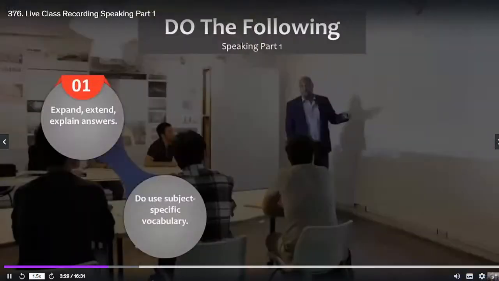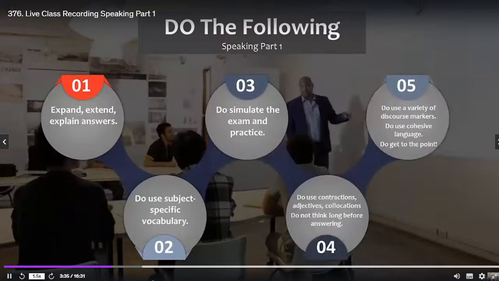In terms of some do's and don'ts, you do want to make sure that you expand, extend, explain your answers. That's one of the best ways to do well on speaking part number 1. Number 2, make sure you use subject-specific vocabulary. Do simulate the exam as much as possible. Make sure you use contractions in part number 1 because it is informal, right? Part 1 is informal.